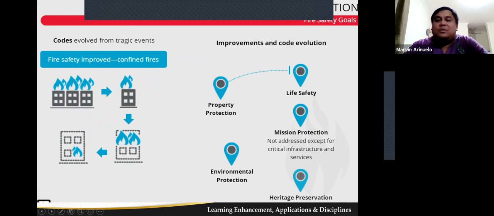Let us discuss the fire safety goals. The building and fire codes evolved from tragic events, as we discussed, not from minor or unreported events. At first, the goal of the fire code was to prevent conflagration of an entire city or town. Before it was like this, now it's like this, to avoid the spreading of the fire, minimizing or preventing the spread of fire. As fire safety improved, fire could be kept to a city block. Then to one building, and now to one floor, usually designated as a fire area. In some cases, codes expect to keep the fire to the room of origin, to prevent the spread of this fire from one room to another room.